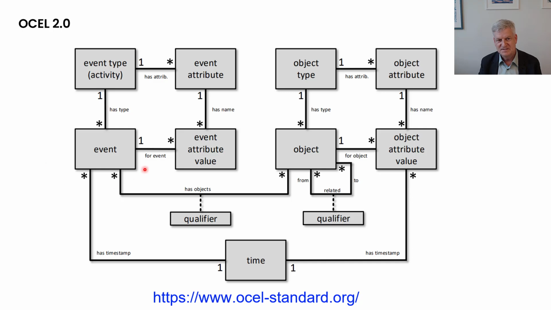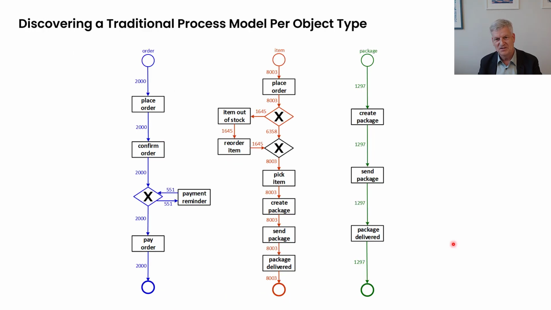So we have events, and events are typed. We typically call that activities. We have objects, and objects also have a type. There may be these object-to-object relationships, and there may be these event-to-object relationships. These relationships may be qualified, and both events and objects may have attributes, and of course these attributes have values. Events also have a timestamp, and object attributes may change. That's why you also see this connection here. It's not important, it's just that you are aware that these things exist.